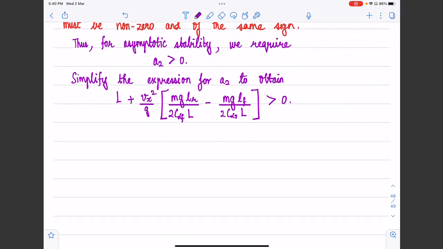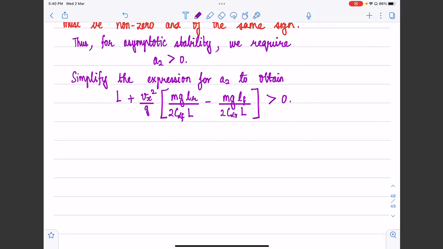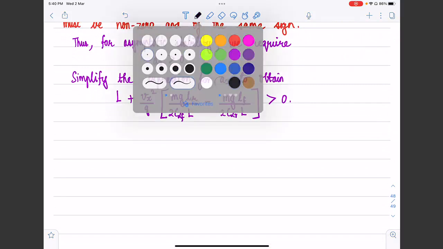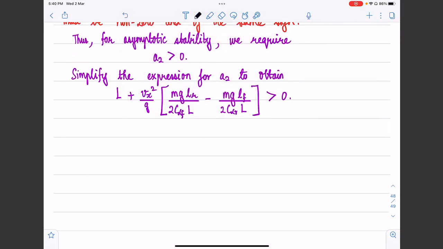And I'm going to simplify this a little bit further, and then do some analysis. Any questions? So this is a rather long derivation. So please do practice it once. And if you have any questions, please feel free to ask them.